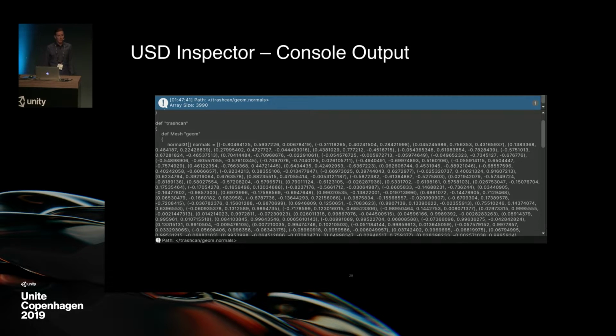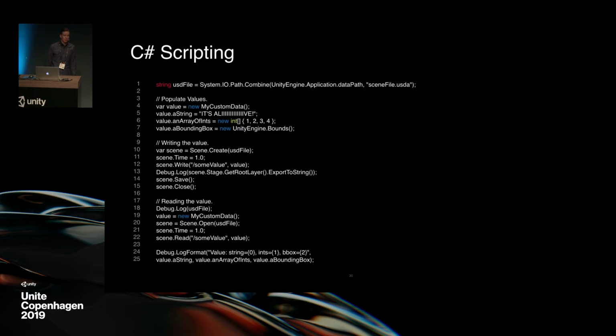As I mentioned before, the USD package also has a powerful C# scripting API, and this can be used for more fine-grained or runtime control. If you're not familiar with the USD API, the C# API is very similar to what's out there. So if you see any examples that use the Python API, the calling format is extremely similar, so you should be able to translate those easily into C#.